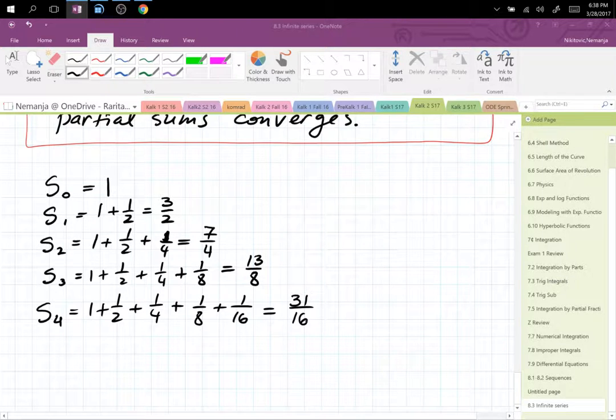Or you just take your calculator and calculate. I think it's 31 over 16. So 16 and 8 is 24, and 4 is 28, 30, 31. Yeah, 31.